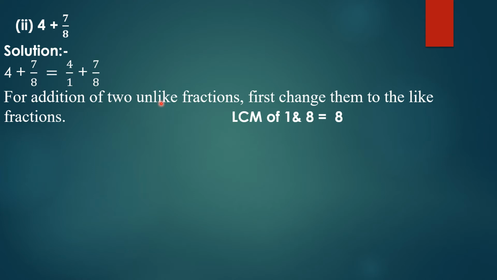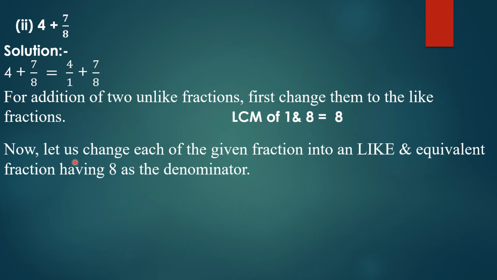How to convert? So find the LCM of 1 and 8. So what is the LCM for 1 and 8? It is 8. Therefore now the next step, what we have to do? We have to convert the given unlike fractions into equivalent fractions having 8 as the denominator. Therefore 4 by 1 will become 4 by 1 into 8 by 8 because we want the denominator as 8. Therefore here the denominator should be multiplied with 8, and when we are multiplying the denominator, the numerator also should be multiplied with the same number.